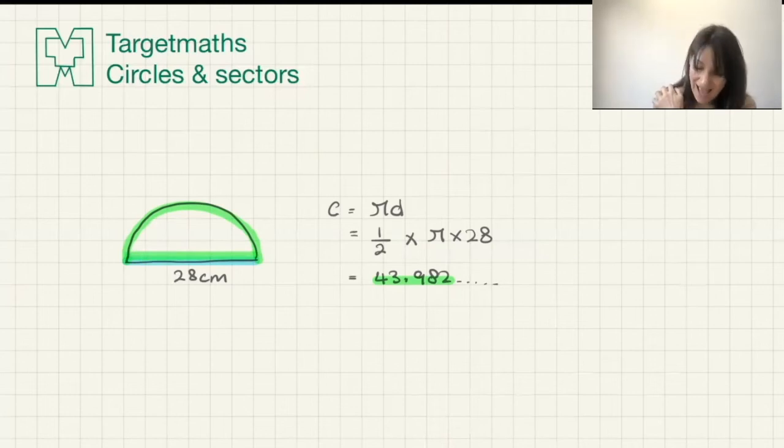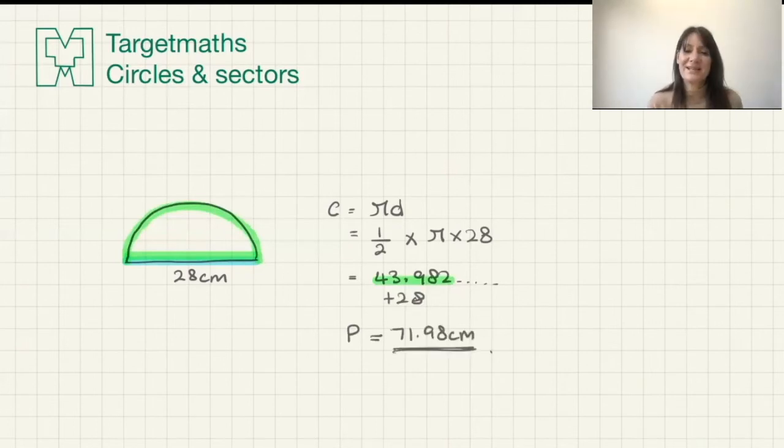So I need to add on that 28 in order to get the perimeter, the full perimeter of that shape, which comes out at 71.98 centimeters to 2 decimal places. If you remember to add the 28 in, then seriously, really, really good, because I can't tell you how common it is for students to just miss that and not spot that step.